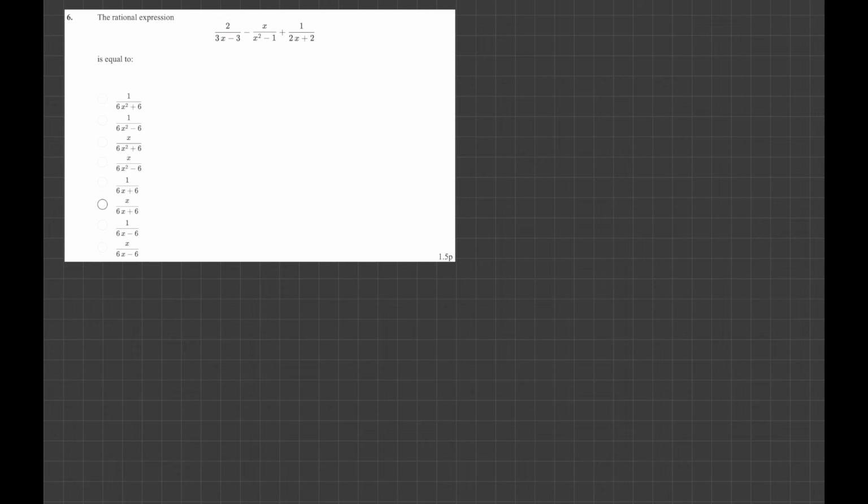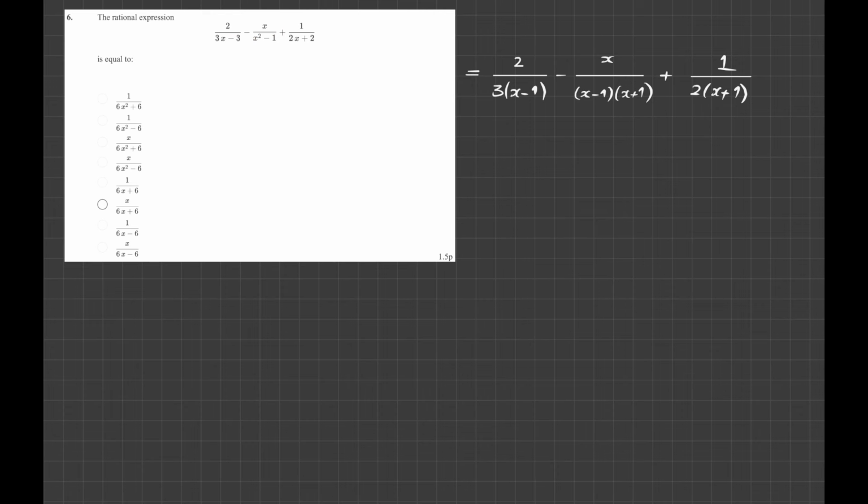So the expression is equal to, for the first one, I copy the numerator. In the denominator, I factor 3 out. It becomes x minus 1, and then minus the numerator is x. The denominator is the conjugate rule, so it becomes x minus 1, x plus 1. And finally, the last one, I factor a 2 out, so it becomes x plus 1, and then I have 1 there.